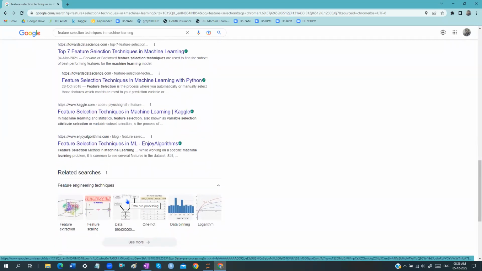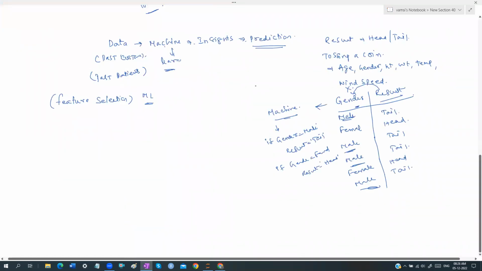So feature selection is a skill which will decide whether a particular dependency is there or not. If you ask the machine, is there any dependency, the machine will say yes, gender has a higher dependency with the result, because using this data I am able to identify head and tails easily. The machine will say 100% the result depends on the gender. But as a domain expert, we know that tossing a coin never depends on the gender of that person. So hope you understood this, guys.